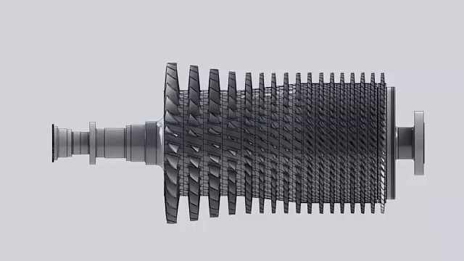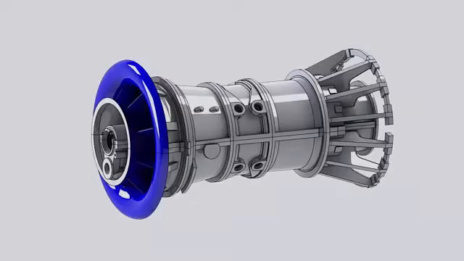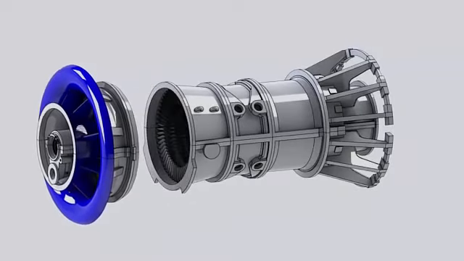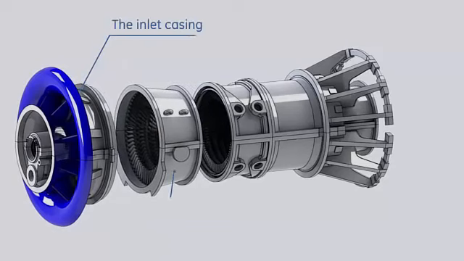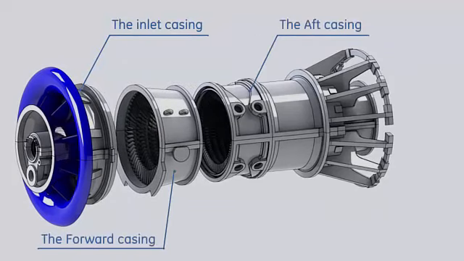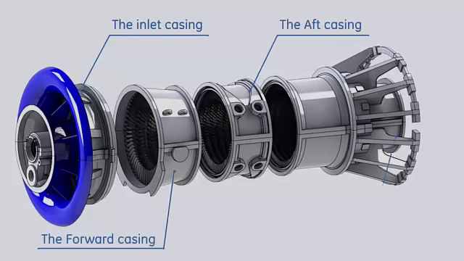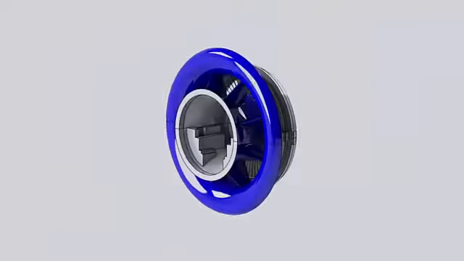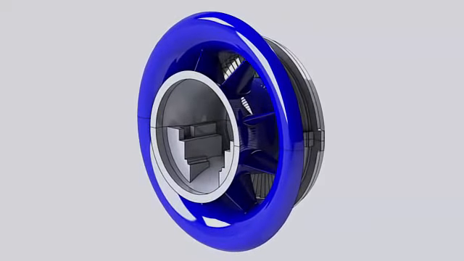Rotor blades are held in axial position by staking at both ends of every dovetail slot. Compressor blades cannot be replaced with the rotor in position. Wheels must be disassembled. The compressor stator consists of 4 main components: the inlet casing, the forward casing, the aft casing, and the discharge casing. The inlet casing is located at the forward end of the gas turbine.